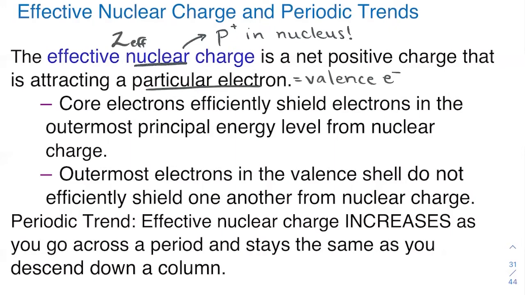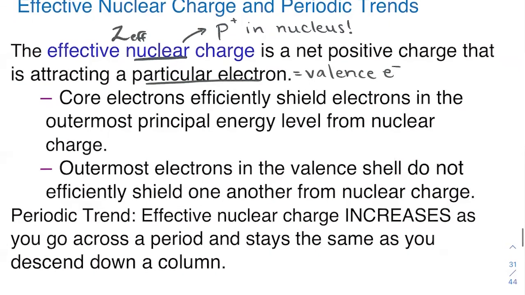Now, overall, a periodic trend will be a statement that states what happens. It doesn't explain why. We're going to explain why with our quantum mechanics and the theory behind it. But here's the periodic trend, our first one. The effective nuclear charge increases as you go across a periodic table and stays the same as you descend down a column. So from left to right on the periodic table, Z effective increases. We'll be able to see why. But as we go down a group or a family, the Z effective stays the same.